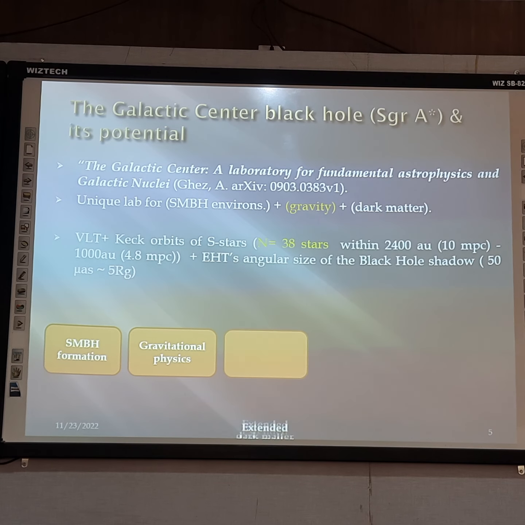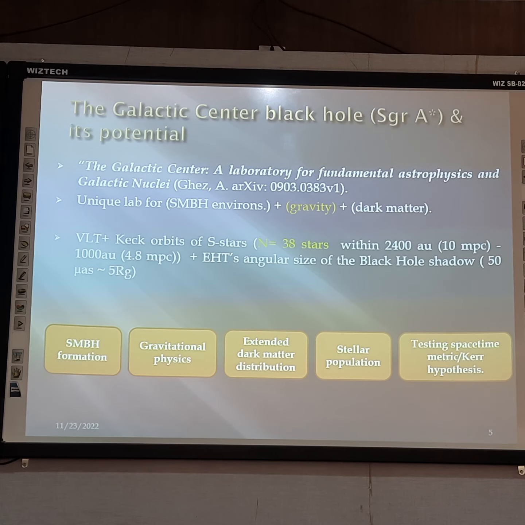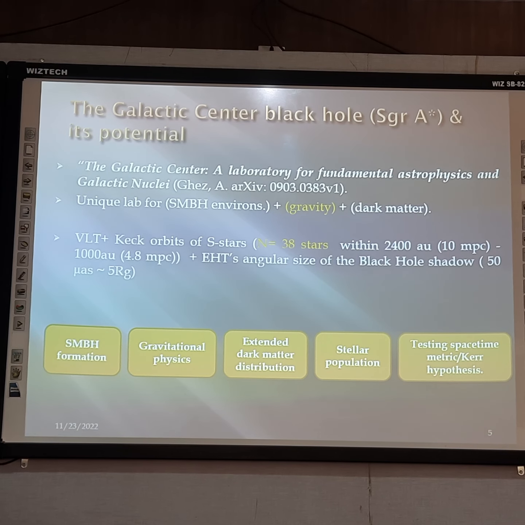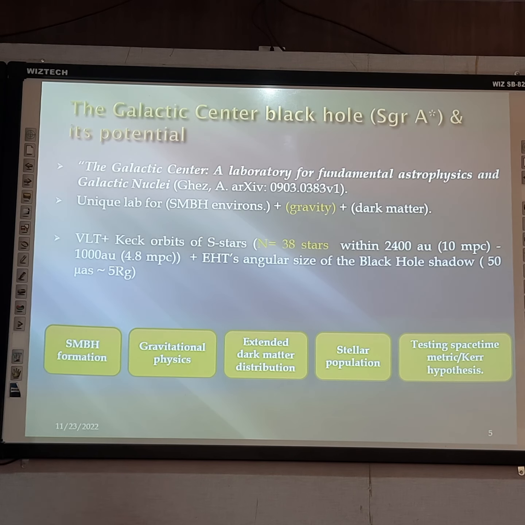Now let us see the potential of the galactic center. First, we can understand the models of supermassive black hole formation by using the galactic center, because this is our nearest, well-studied black hole. Then we can understand gravitational physics. This is part of my work and my group's work. We can understand extended dark matter distribution, because the standard lambda CDM cosmology demands that there should be dark matter distribution near the supermassive black hole, so we can study dark matter also.